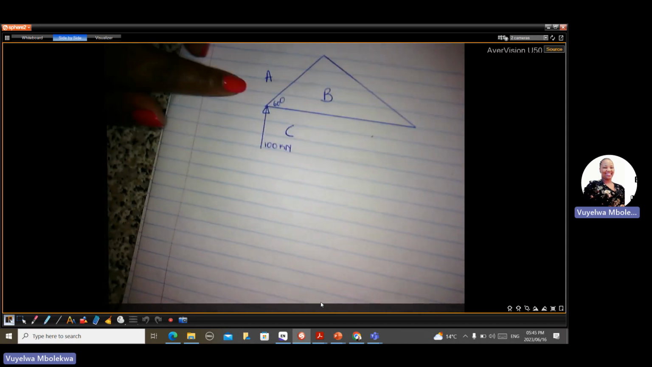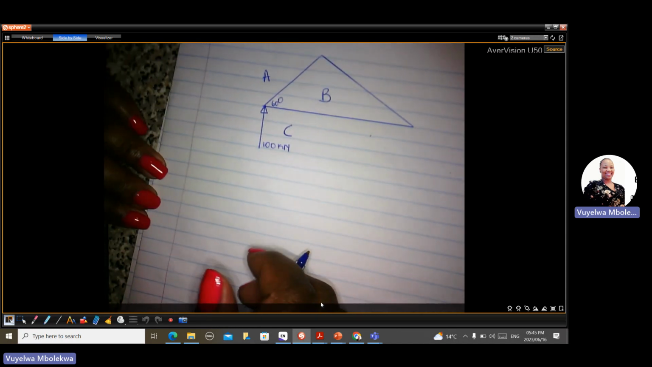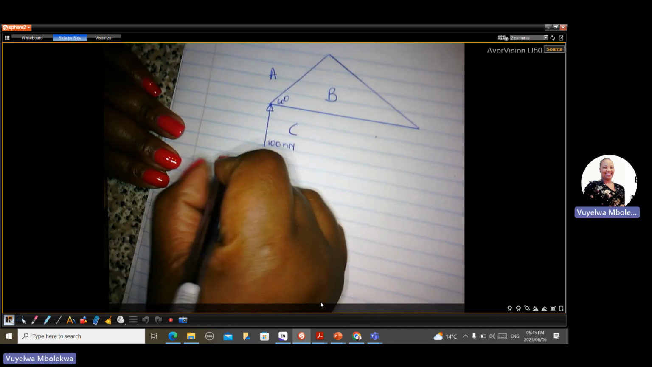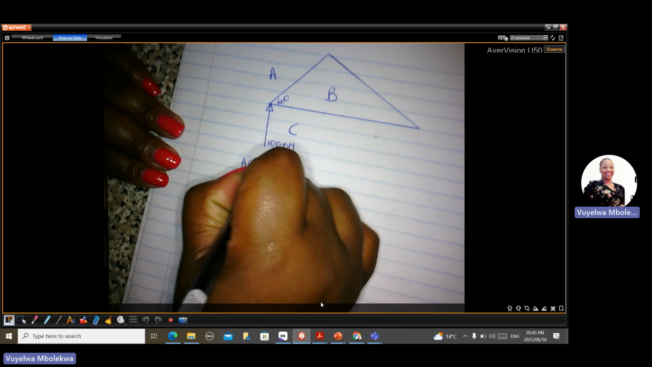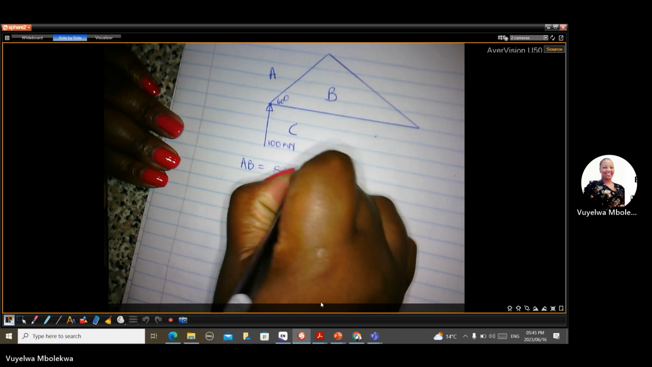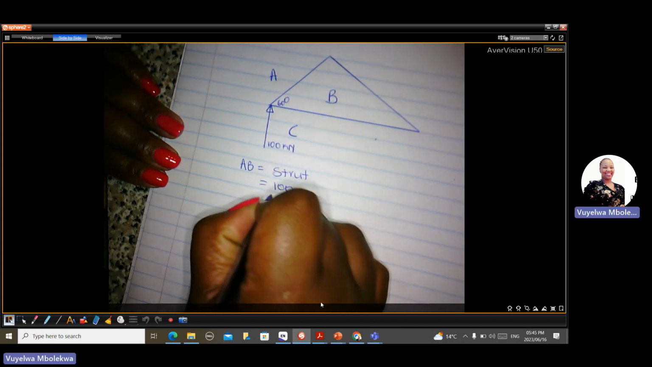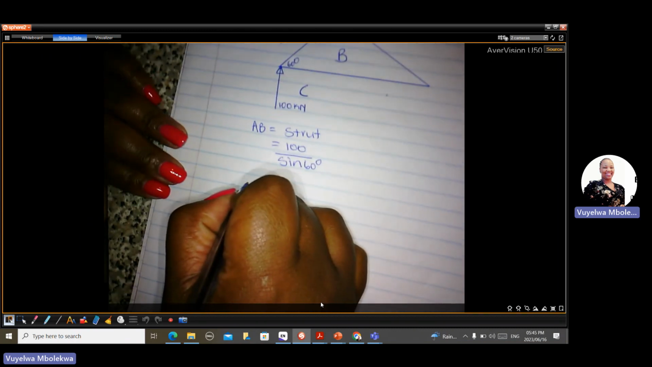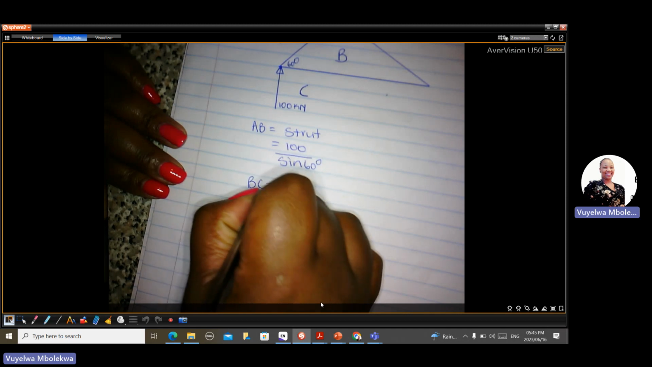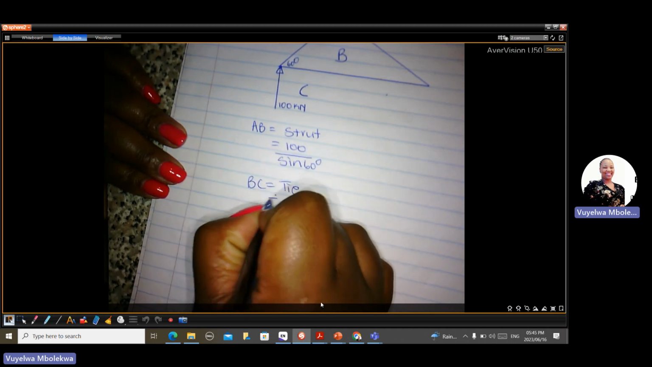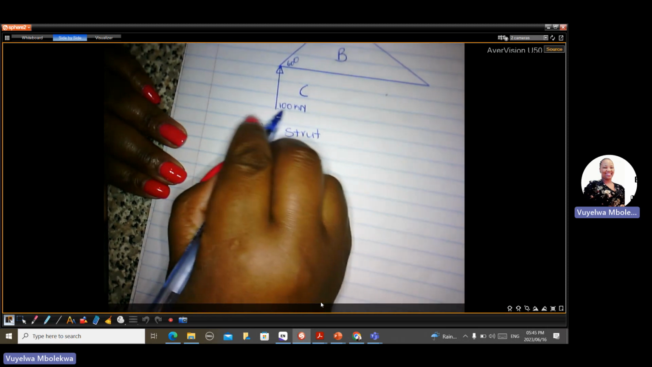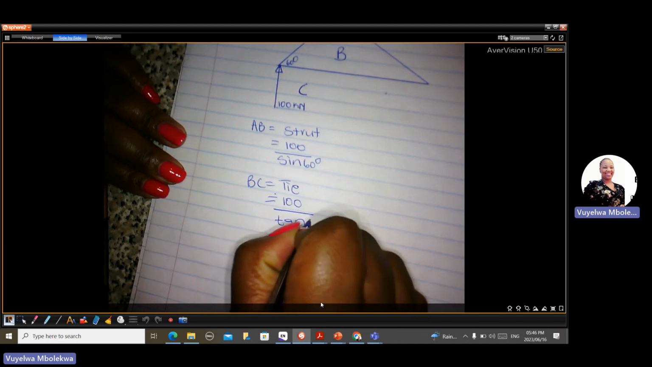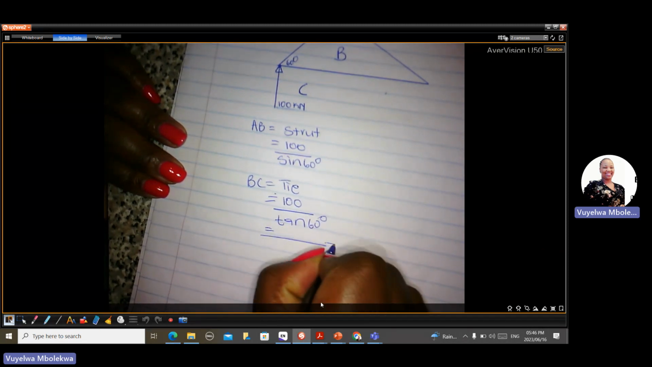So yeah, they want AB and BC. Okay. So just by looking at it, AB is on a slope, so I say the sloping member is going to be a strut. Then it's the reaction force over sine of the angle. And then the horizontal member, BC, will be a tie. It's the reaction force divided by tan. So you can easily find it with this method.